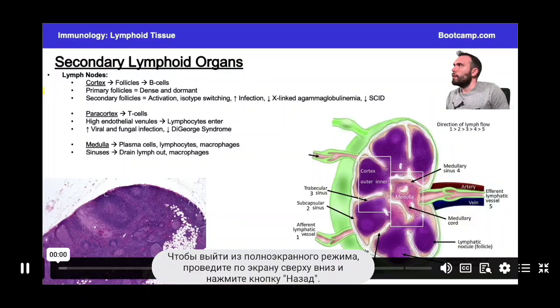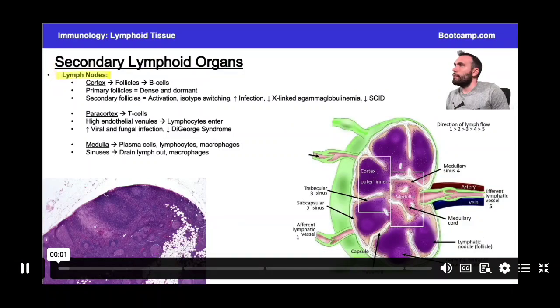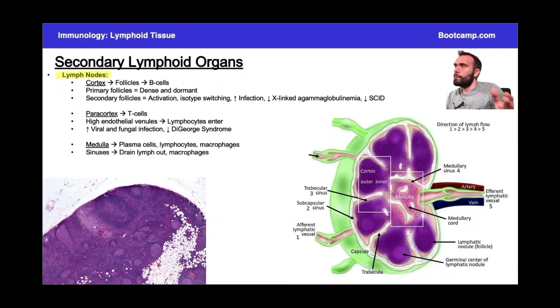All right, let's talk about the lymph nodes. So the lymph nodes are probably the most important secondary lymphoid organ overall that you're going to get asked about. Now, the lymph nodes are broken up again into three categories. Again, cortex, we can think of that as being the more superficial layer, medulla, the more deep portion of the lymph node. And the paracortex is kind of like the inner cortex, so to speak, of these lymph nodes. Okay, so we'll talk about all three of these.